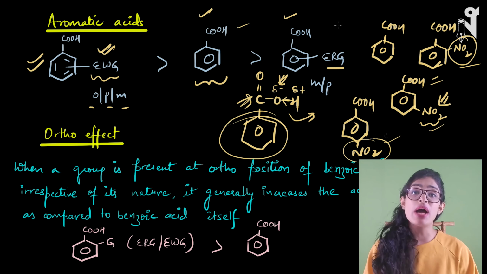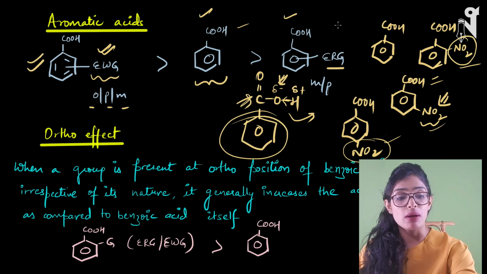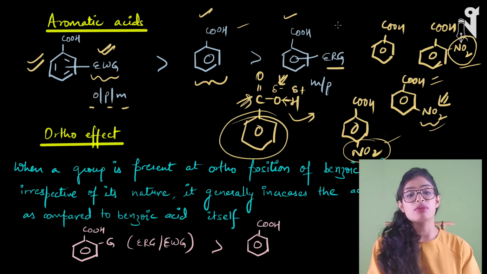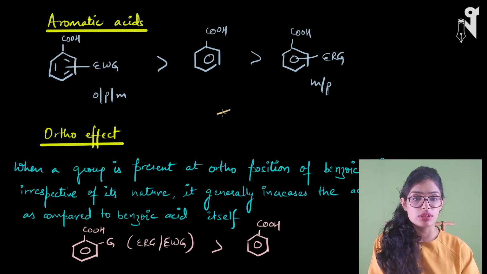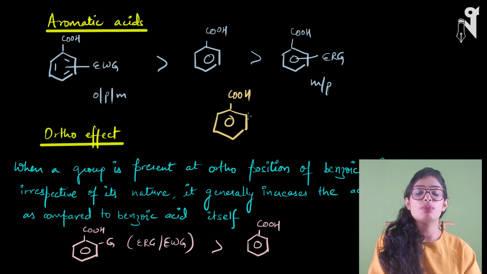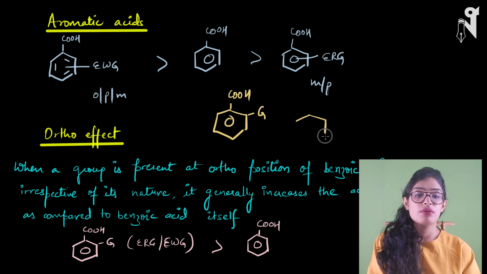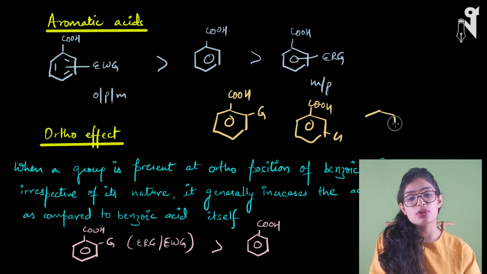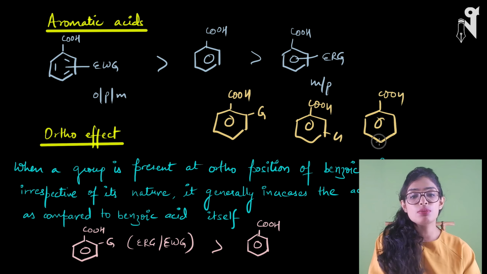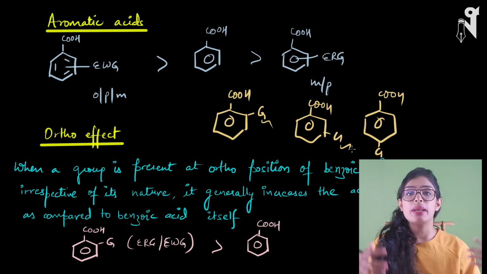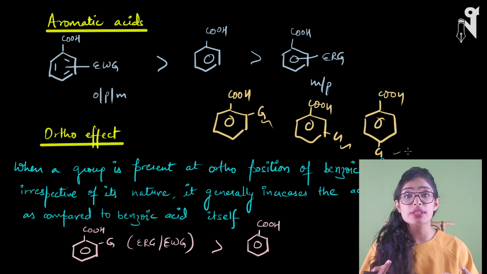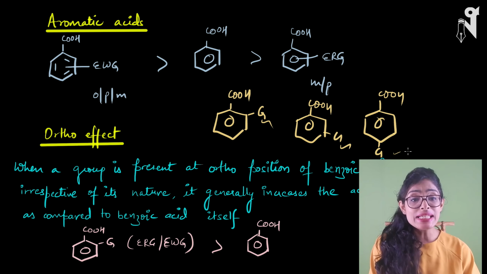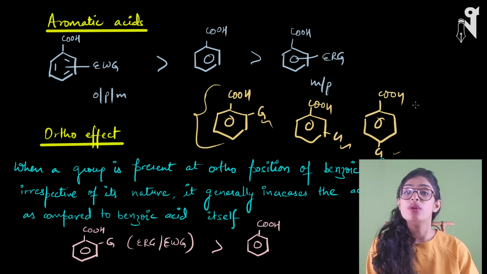Now, if you have to decide in similar types of compounds, like what I mean by similar types of compounds, if I have a compound which I had shown you just now, with COOH and, let's suppose, any functional group on the ortho position, on the meta position, and on the para position, and assume this group is the same, no matter whether it is an electron withdrawing group or an electron releasing group, how will you arrange these compounds in their acidic strength order?